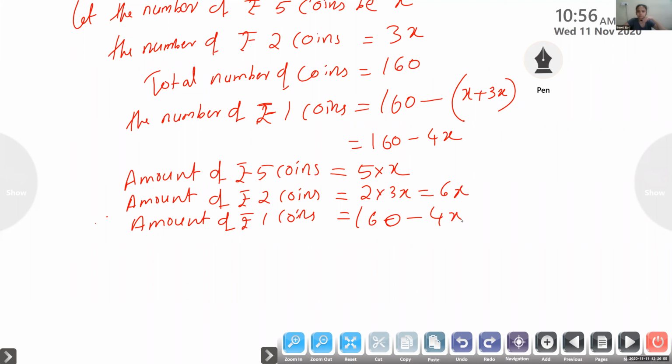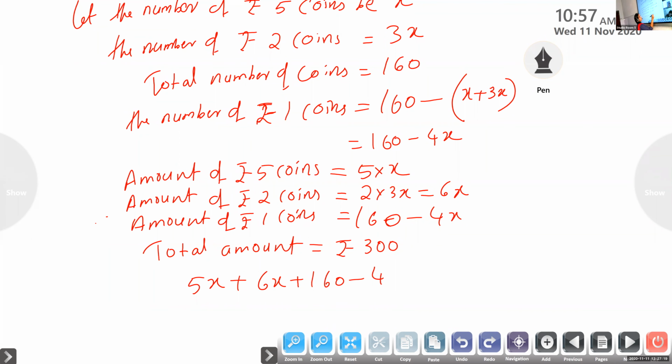Okay. Now, what is the total amount with us? The total amount is 300 rupees. We have rupees 300 total. So, which means 5x plus 6x plus 160 minus 4x equal to 300. Total amount means the amount of 5 rupee coins plus the amount of 2 rupee coins plus the amount of 1 rupee coins, which gives 300. So 5x plus 6x plus 160 minus 4x equal to 300.